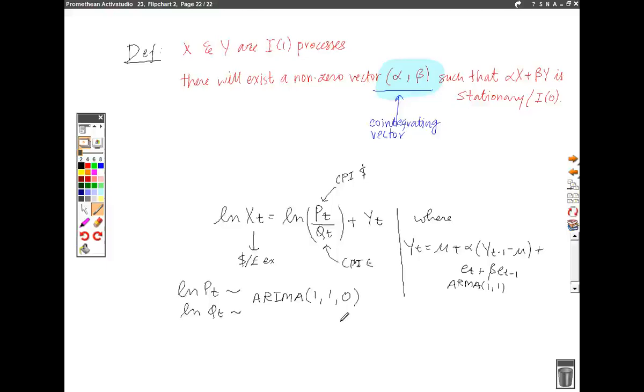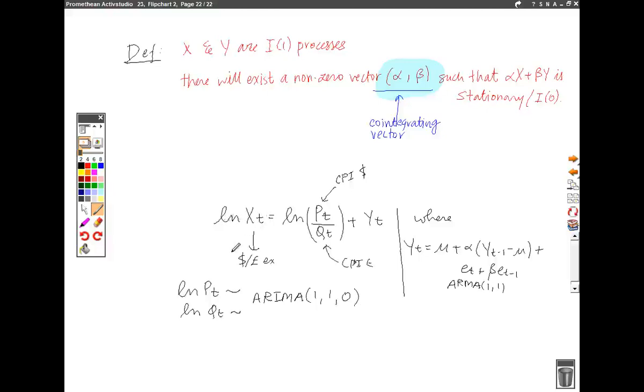So they are more likely to be dependent on their lagged values, their own lagged values, and not on the error lagged values. And what you do is, now once you know that log of PT and log of QT follow ARIMA 1,1,0, the logarithm of exchange rate.